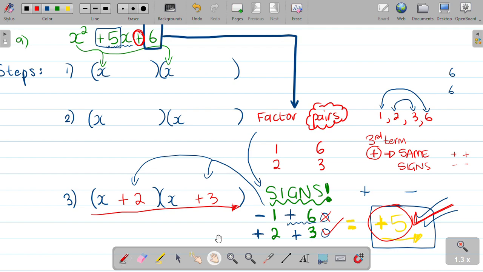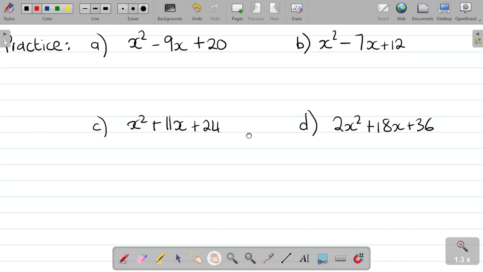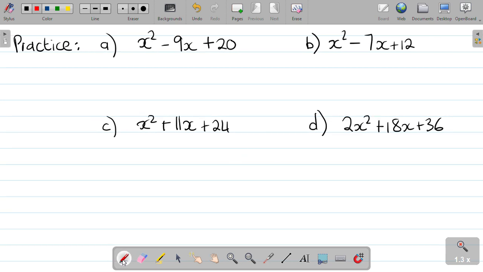So let's go practice some questions for a few minutes, and then we can see how it goes. So if you'd like, you can pause the video, and then you can do the questions and see if you can do it by yourself. And then you can come back and see if it's right.